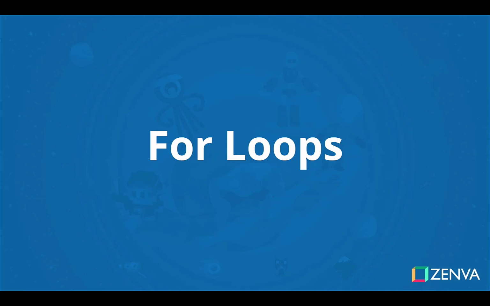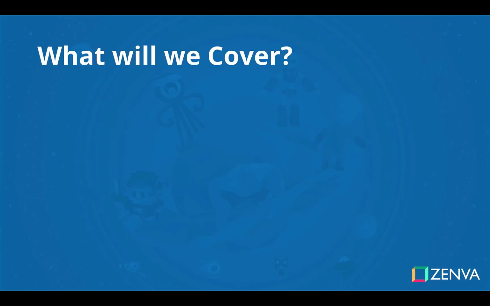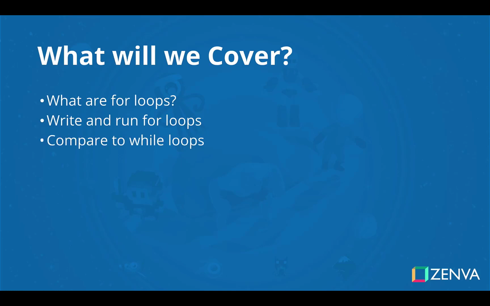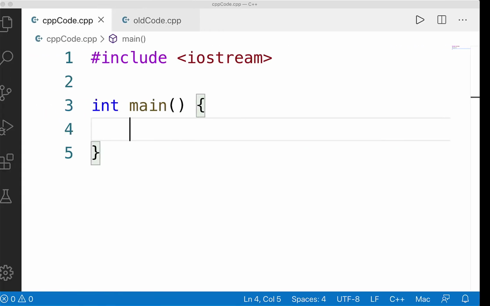It's a bit more restrictive, but that also makes it potentially easier to use than the while loop. So we're going to start by covering what for loops are, then write and run for loops, and of course compare and contrast them to while loops. Let's head to the code and get started.